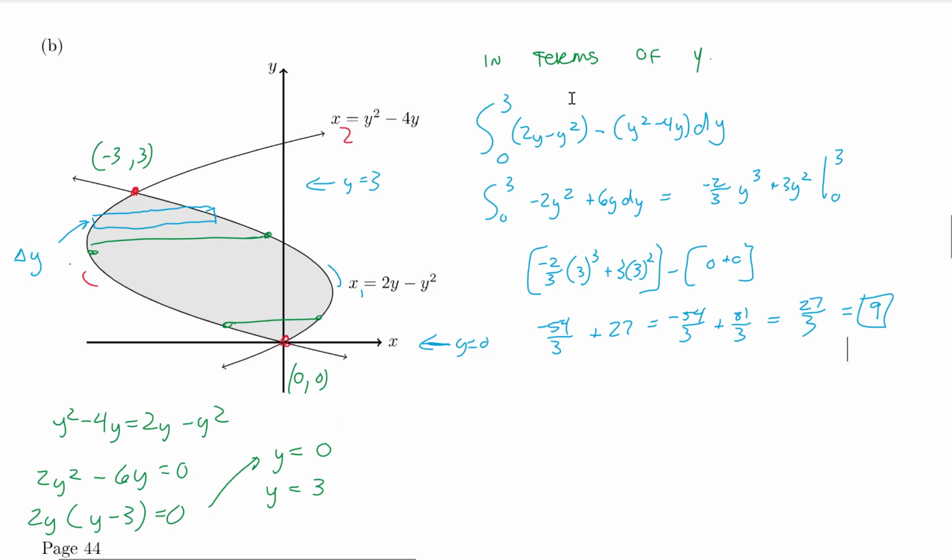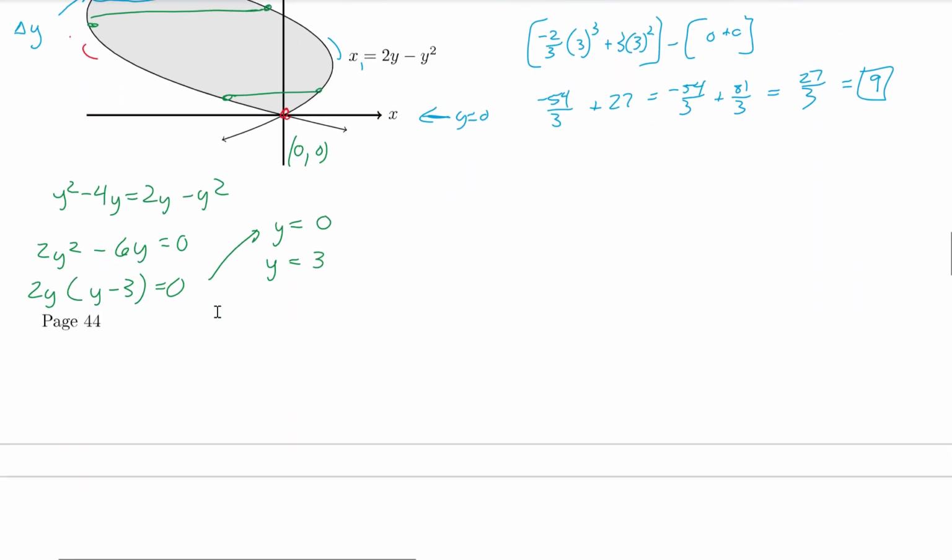So the difference here is that we integrated in terms of y because it's a lot easier to conceive of this area as being a sum of these horizontal lines, because the horizontal lines are easily defined by the right-hand curve and the left-hand curve. All right, let's take a look at the next example.